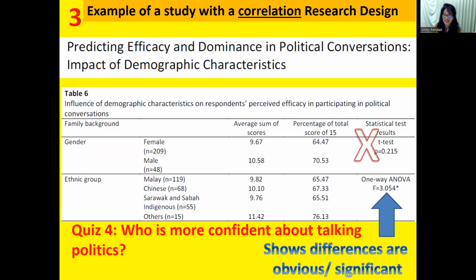When you look at this, do you know who is more confident about talking politics? You look at the percentage of the total score of 15. I calculate as percentage. As you know, the highest percentage is 100%, which is always good. 0% means bad. So by looking at this, who do you think is more confident about talking politics? This is teaching you a little bit about interpretation of the results of the table.